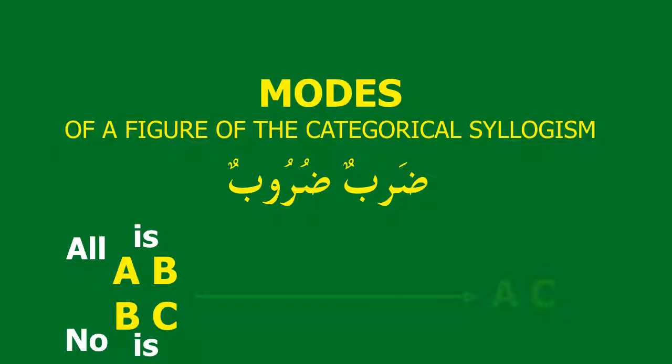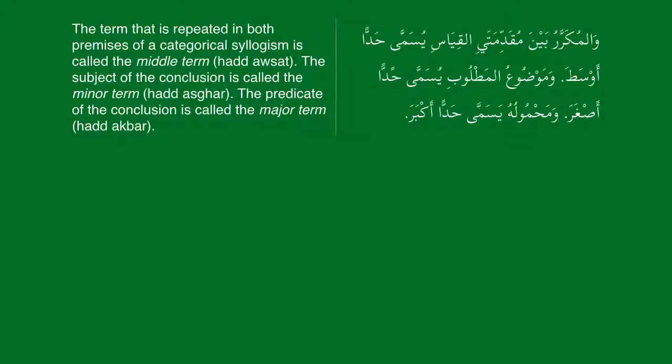And this particular mode of the figure has a conclusion of the form no A is C. So if all A is B and no B is C, then the conclusion is that no A is C. So we have 3 things that we're going to be looking at in this lesson. We're going to be looking at terms, we're going to be looking at figures, and we're going to be looking at modes of those figures. And then we'll see, our goal is to arrive at knowledge of which modes of each figure have a conclusion and what exactly that conclusion is. So let's begin with the terms.